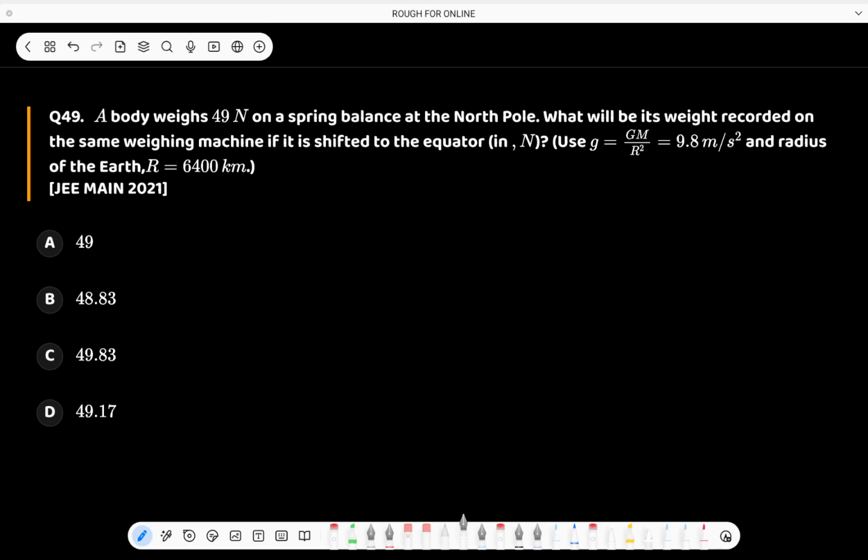So look at question number 49, beta. What is question number 49? The question is something like this. A body weighs 49 Newton on a spring balance at the North Pole.